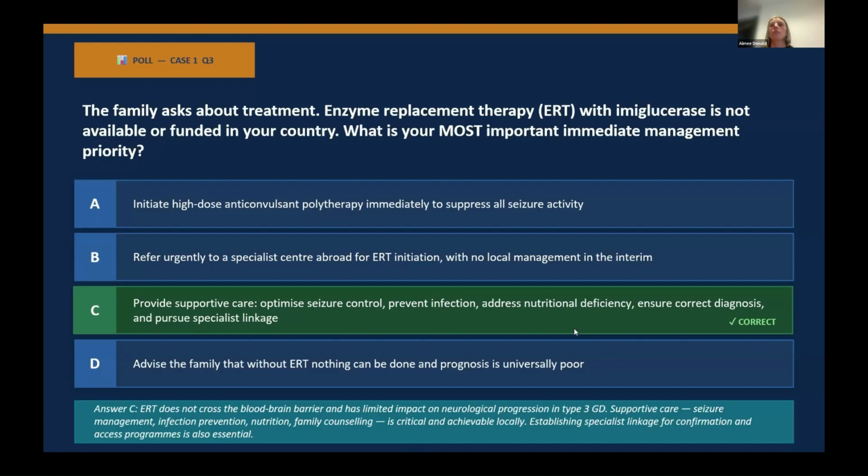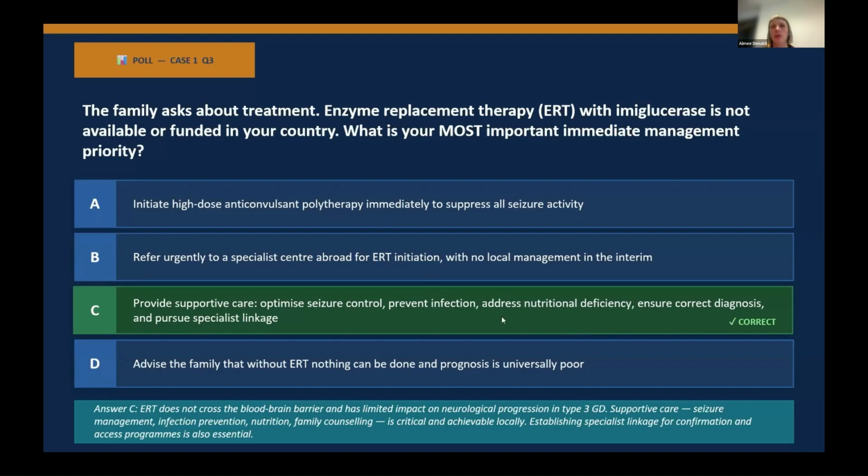And so we have to manage the benefits and risks of anti-seizure medicines. Referring patients abroad for enzyme replacement therapy, again, we're not thinking about the whole patient. And so what we want to do is think about the things that we can intervene with. So we can manage infection, we can address nutrition, we can make sure that we're treating the right condition, and then we can think about access to other specialist services as and when we need them.